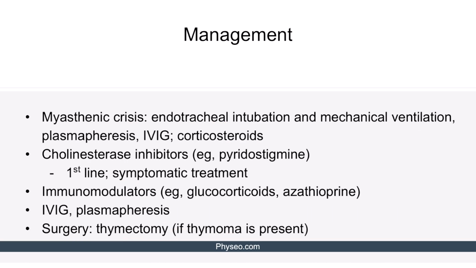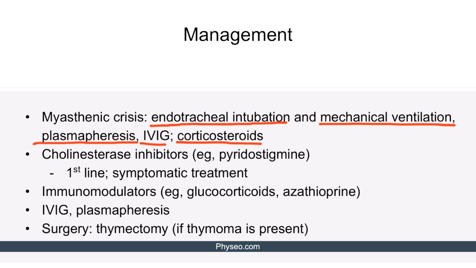Okay, moving on to management. Myasthenic crisis is an emergent condition that needs urgent treatment. In severe respiratory distress, patients may need endotracheal intubation and mechanical ventilation. Plasmapheresis or IVIG can also be done, but plasmapheresis is preferred. Corticosteroids can be given to patients after they have been stabilized.